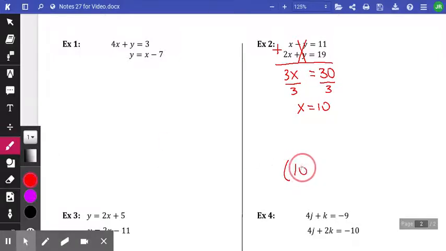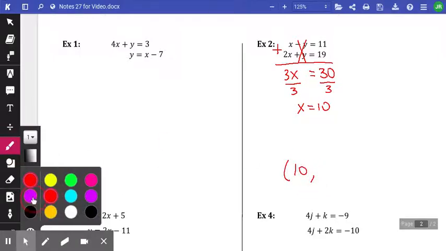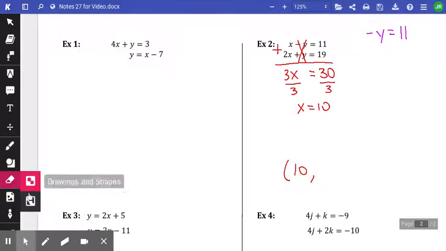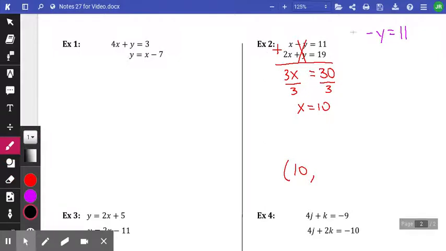I need to figure out what the y coordinate is. So now what I need to do is I need to take this value of 10 and plug it into one of the original equations. It does not matter which one I do. If I take x minus y equals 11, I can erase and replace my x, substitute in my value of 10. So I put in a 10 right here.